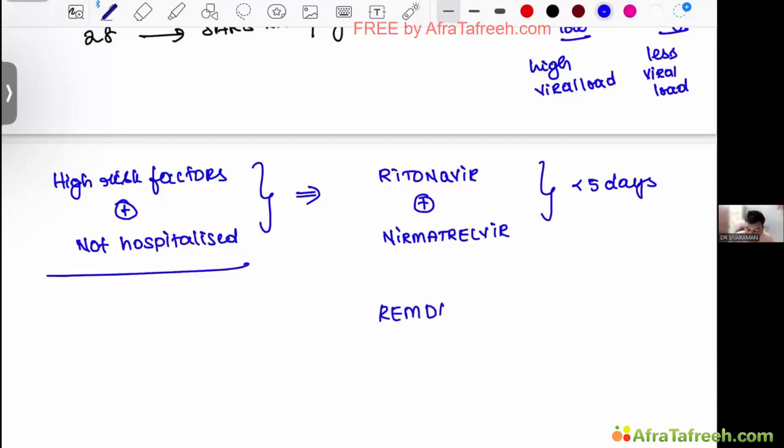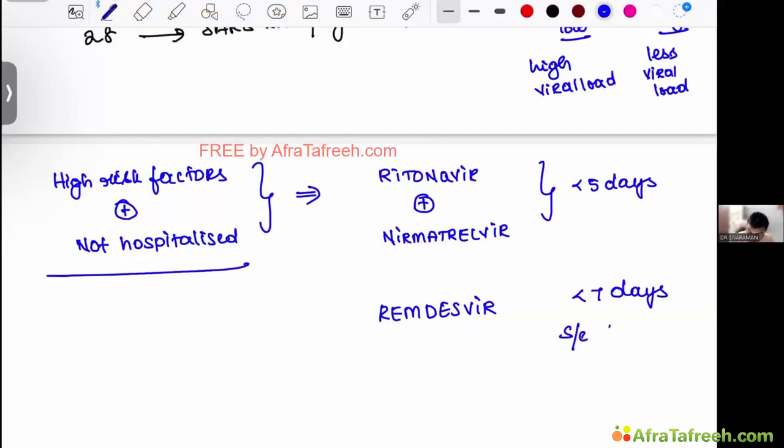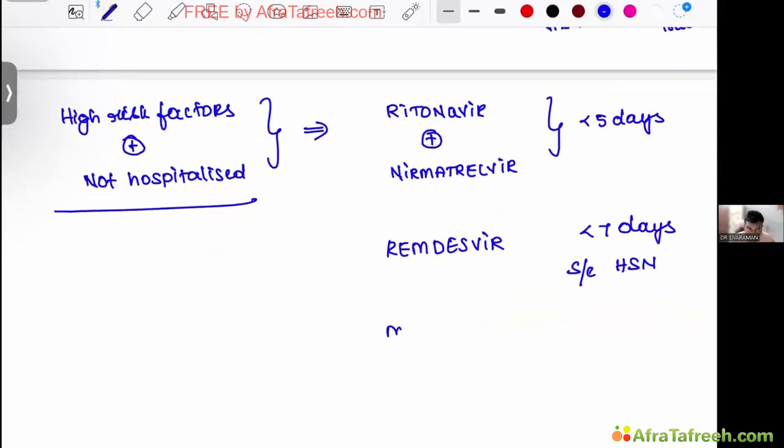Remdesivir was considered the wonder drug, but it didn't actually do wonders. It should be given within 7 days of onset of illness, and it requires an IV infusion. The side effect of this drug was expected to be hypersensitivity reaction. Then we have another drug called molnupiravir. This is given whenever you have no other option available. Then you go for molnupiravir.